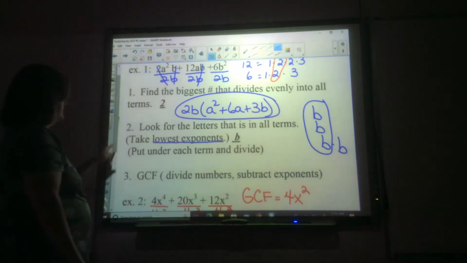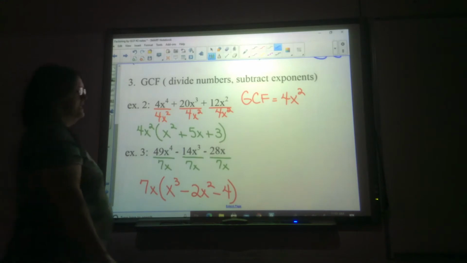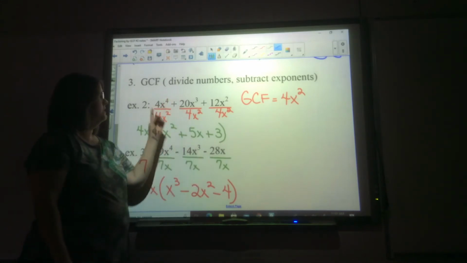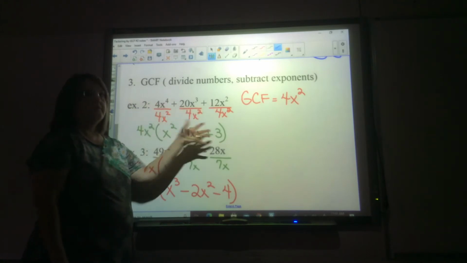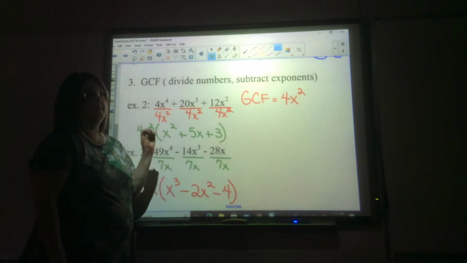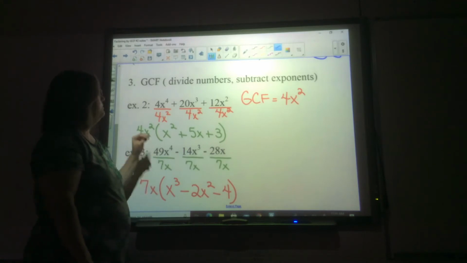Okay, let's go on to the next example. Example number 2. Again, I look at the variables and the numbers separately. So I look at the 4, the 20, and the 12. 4 divides evenly into those. So does 2, but 4 is bigger than 2, and you want your largest number that divides evenly. So I pull 4 out.